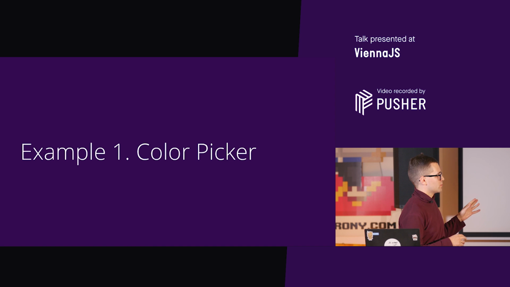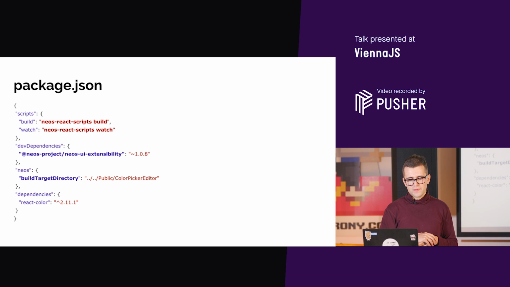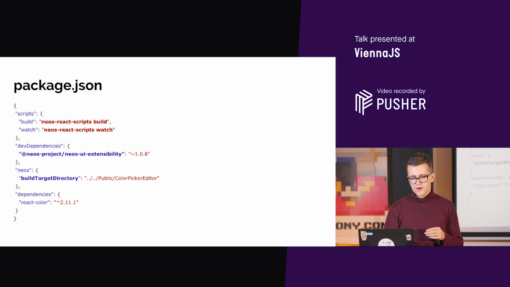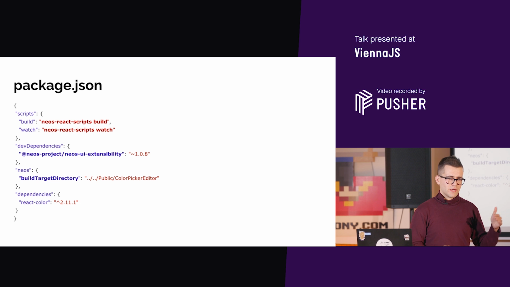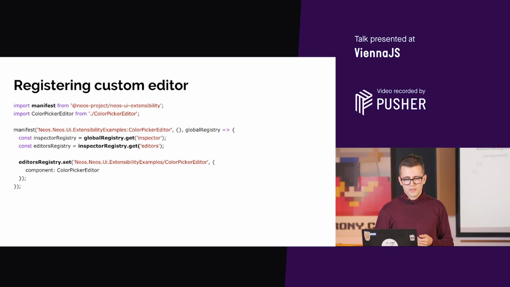And I'll just get a bit more practical with this color picker example. So first of all, a plugin author creates this package.json file, and he requires the Neos UI Extensibility package that provides him the build scripts with all the necessary Webpack config, so he doesn't have to write the Webpack config because that can be quite cumbersome.